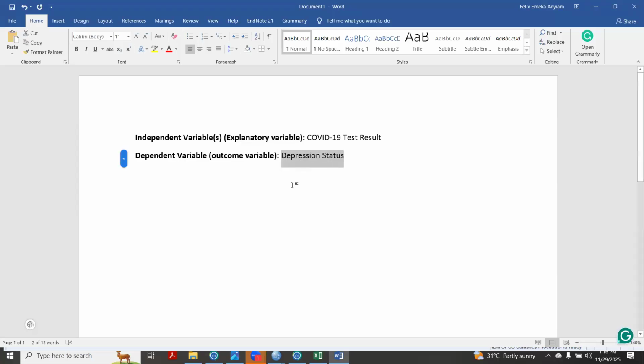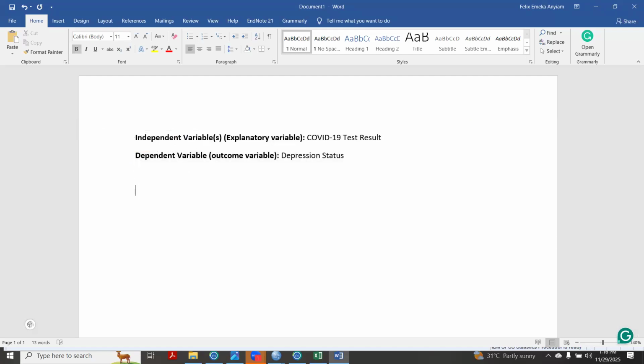Now, why is it called dependent? Because the depression status is dependent on the independent variable. In other words, the COVID-19 test result is the determining factor whether they will be depressed or not, according to this study. So I wanted to know whether their COVID-19 test results will make them susceptible to having depression. Now I have identified my independent variable and my main outcome variable for the study.